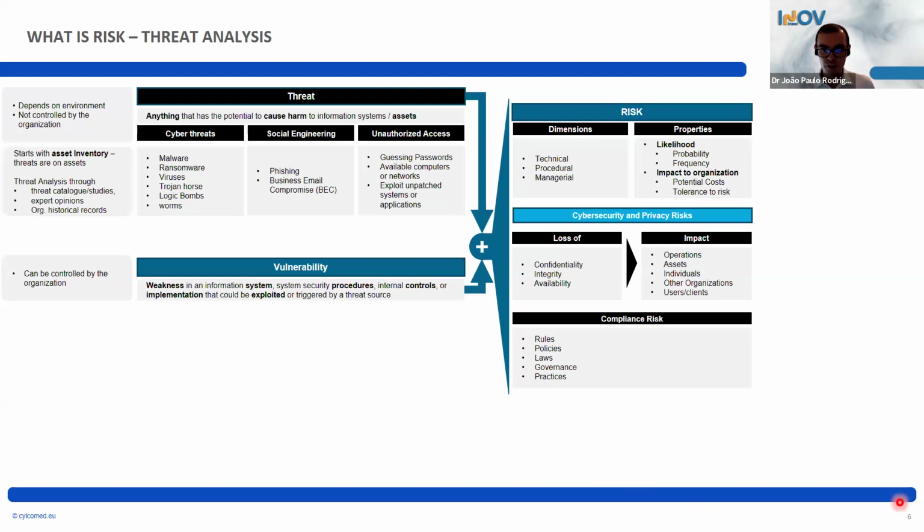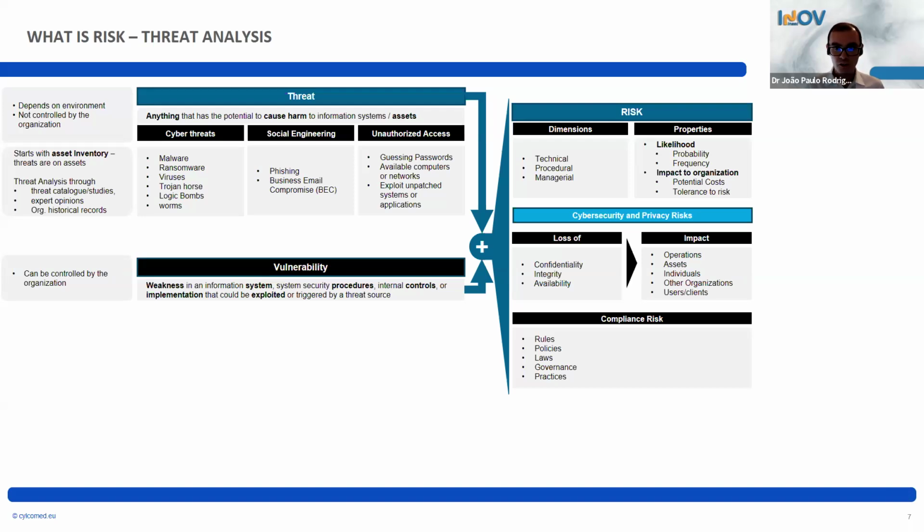So to evaluate the threat, it's important to inventory the assets within the organization and then go through a threat analysis process referring to a threat catalog, studies that exist, expert opinions, and organizations' historical records of attacks.